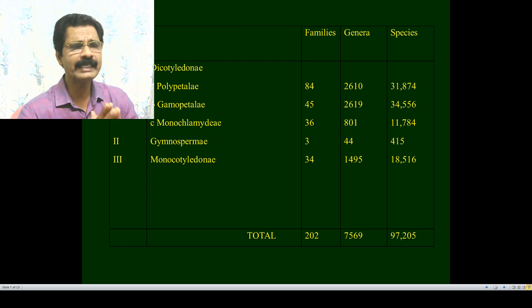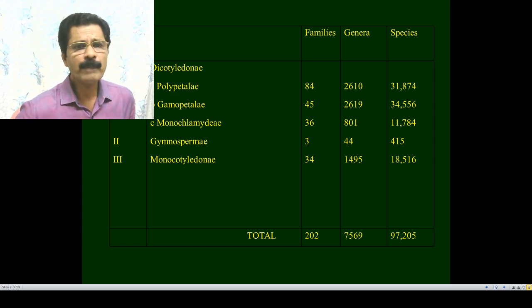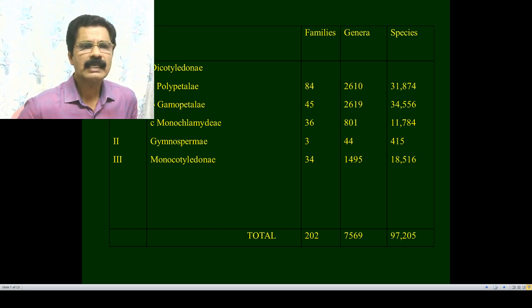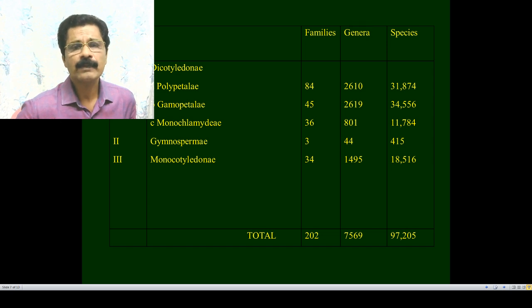In the dicotyledons, they have 3 subclasses: Polypetalae, Gamopetalae, and Monochlamydeae. In Polypetalae, 84 families, 2,610 genera, and 31,874 species. In Gamopetalae, they have identified 45 families, 2,690 genera, and 34,556 species. Monochlamydeae have 36 families, 801 genera, and 11,784 species.